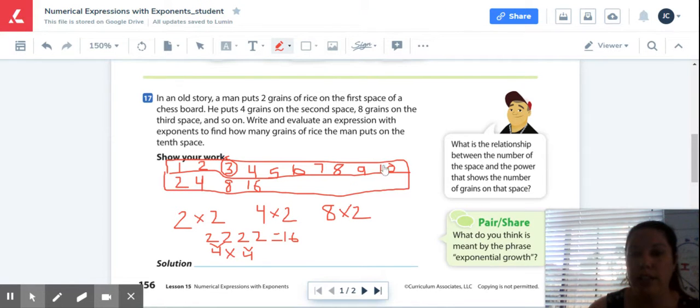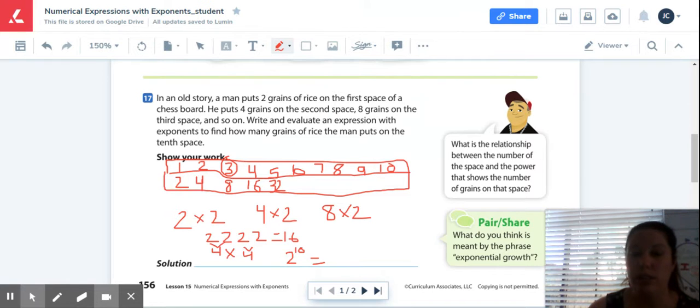So if we're trying to find out the 10th one, that means that our answer would be 2 to the 10th power, which then equals what? What would it equal? Well, 16 times 2, that's 32, so that would be the next one. Then what would 32 times 2 be? And what would that number times 2 be? And then that number times 2 be?